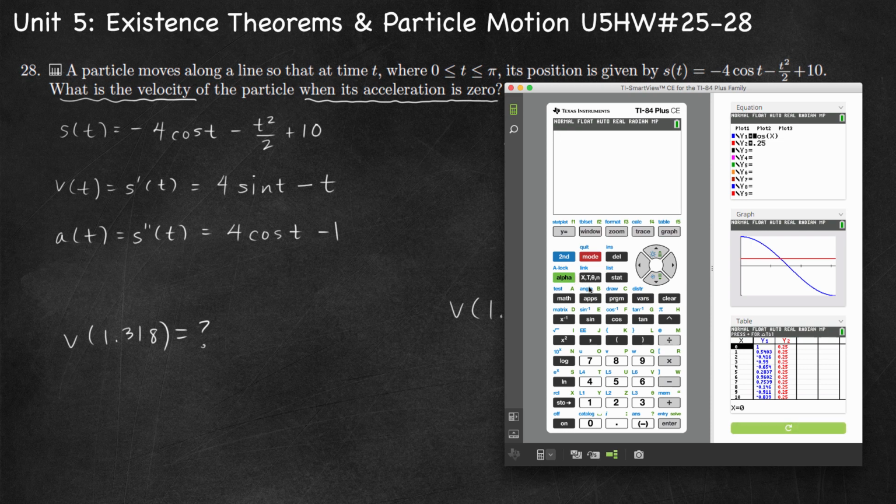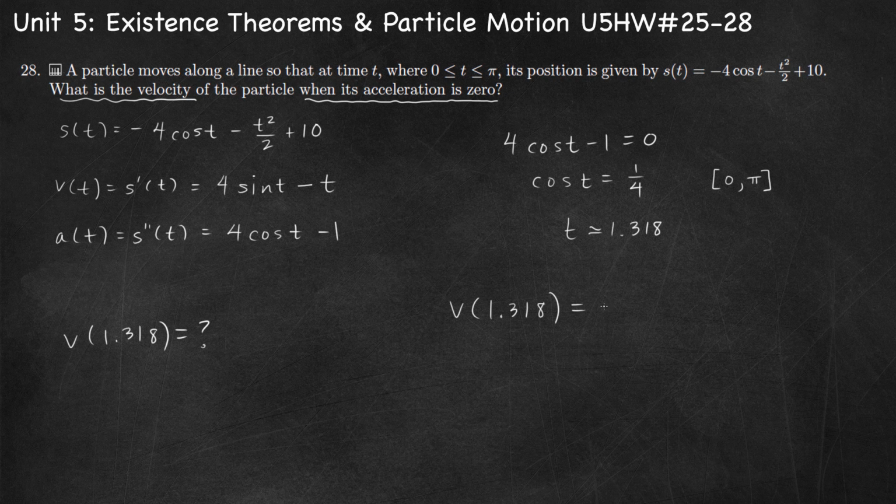Now, since I just found that point of intersection, it should be stored in x. So I've hit alpha x, enter. There's that value, and so I can use that without having to round it. My velocity equation is in y1, so now I want y1 of that answer. And we get 2.555 if we round to 3 decimal places, 2.555. So that is the velocity of the particle when its acceleration is 0.